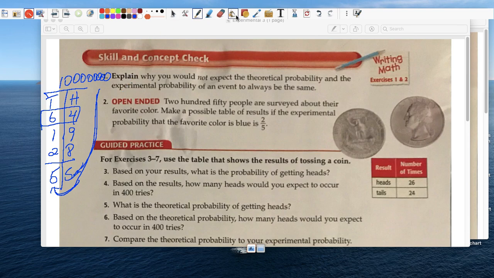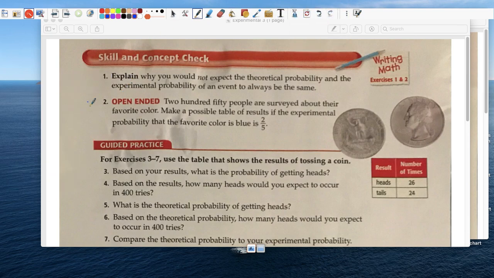Open-ended, 250 people are surveyed, so they wanted to create a table. So their favorite colors are, let's see, blue, yellow, green, red, and purple. All right, so it says that 2/5 of the people decided that blue was their favorite color. So let's say 2/5 of 250, right? That means 100 people chose blue.